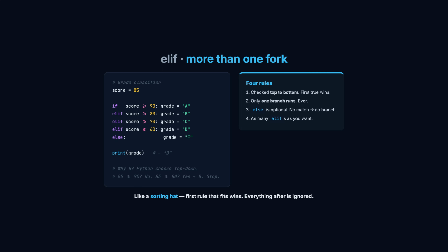Why B? Because Python checks top to bottom. Is 85 >= 90? No. Is 85 >= 80? Yes. Assign grade B. Done. Python skips every remaining branch.